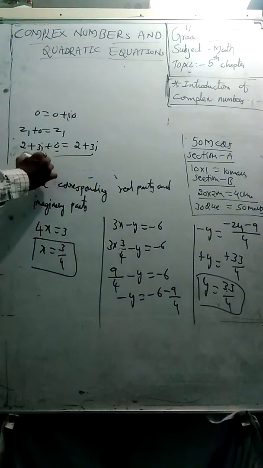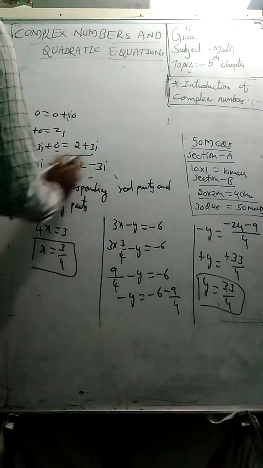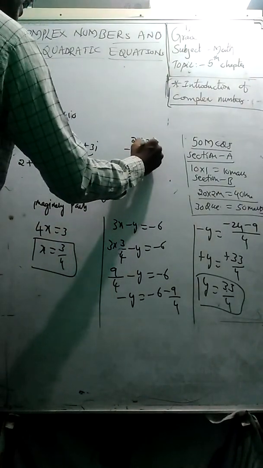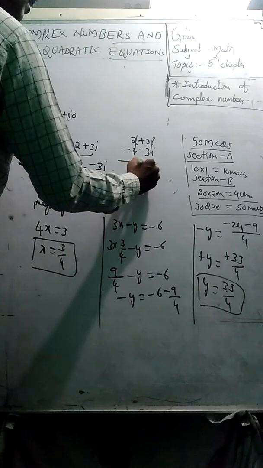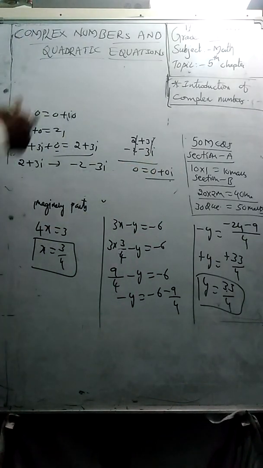Additive inverse: the additive inverse of 2 plus 3i is minus 2 minus 3i. If you add these two, 2 plus 3i minus 2 minus 3i, both get cancelled, giving 0, which is the additive identity. So all these properties exist.